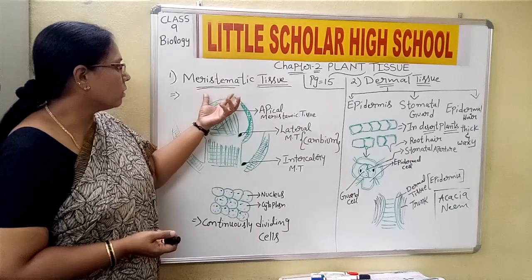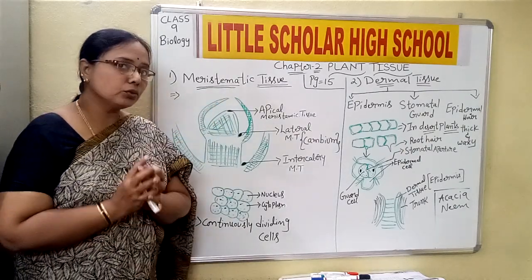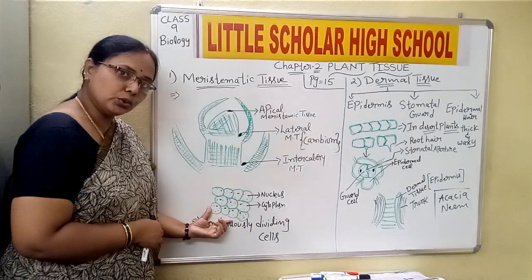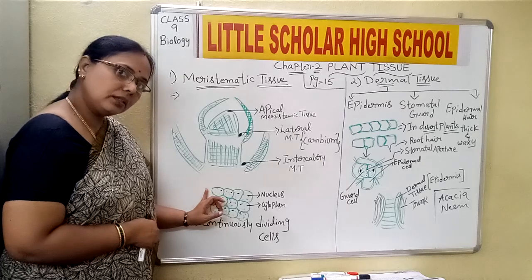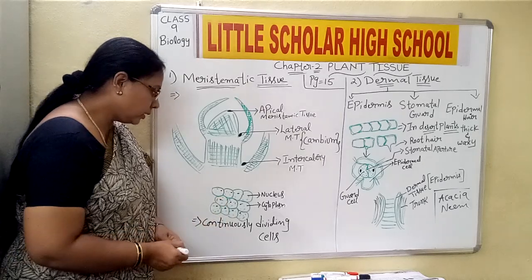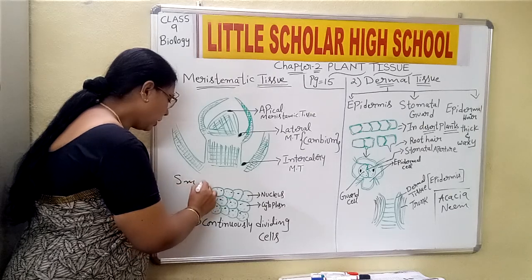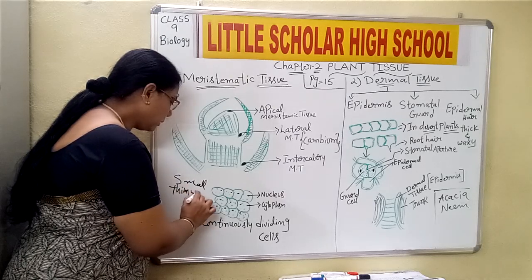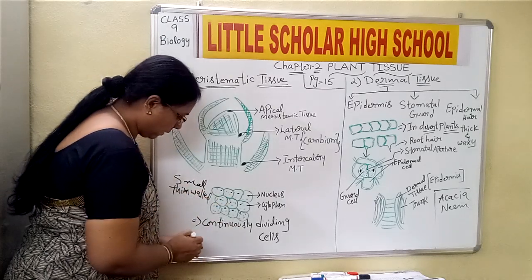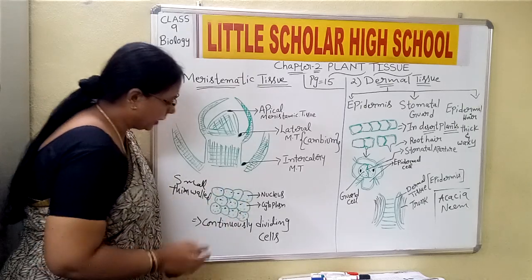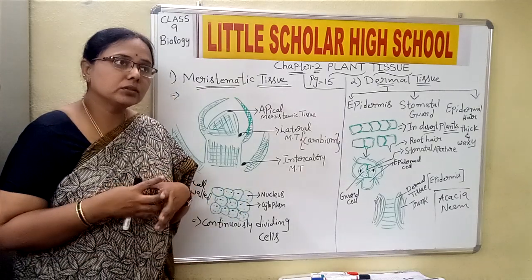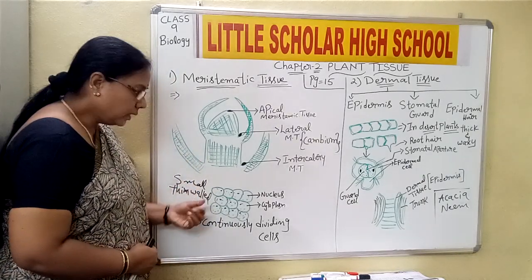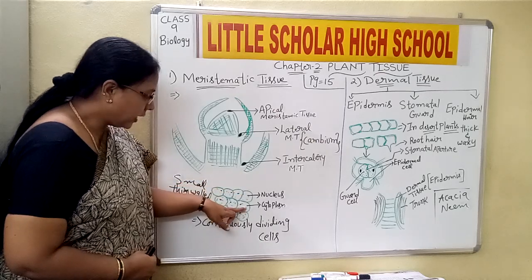Okay children, now when we are talking about meristematic tissue, firstly we should know what their structure is. Whenever we look at the meristematic tissues, they are small and thin walled. They have a prominent nucleus and the cytoplasm also. So meristematic tissues are small in size, thin walled, and have a prominent nucleus and cytoplasm.